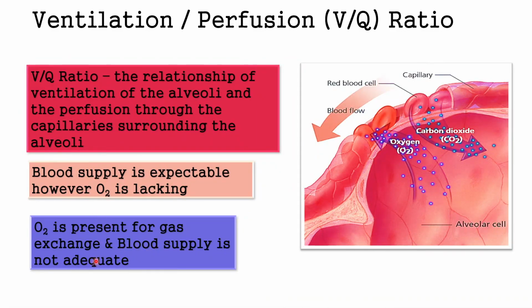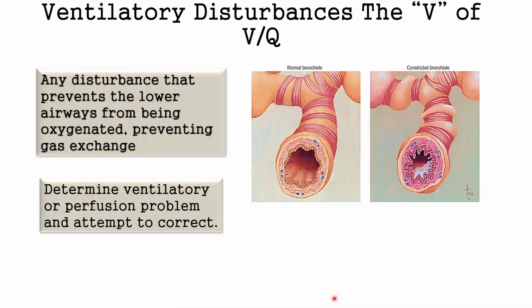O2 is present for gas exchange and blood supply is not adequate. So we have O2, we're able to breathe and get oxygen in. It's collected in the alveoli, but a red blood cell doesn't come by to collect that oxygen to distribute it throughout to the cells. And that's what it's talking about. Any disturbance that prevents the lower airways from being oxygenated, preventing gas exchange, that's going to be the V.